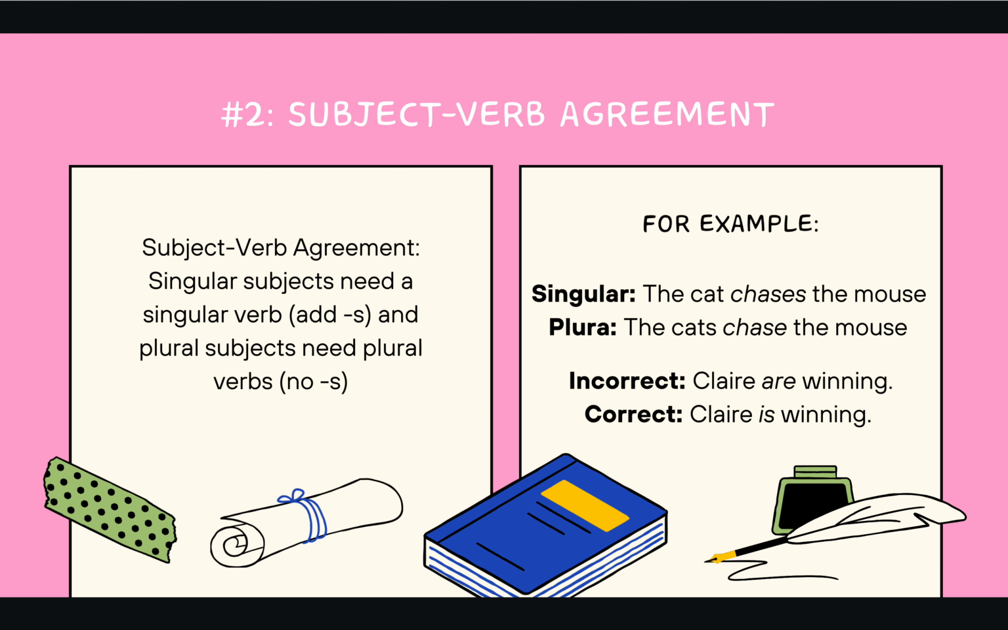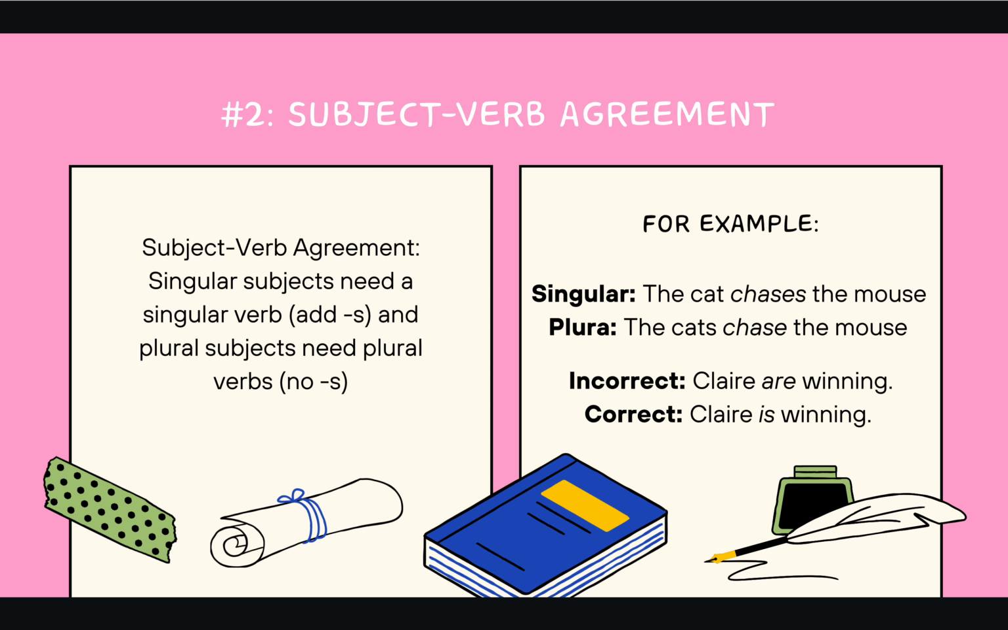Singular subjects need a verb that has an S at the end for a singular verb, and plural subjects need plural verbs, which is no S, which can kind of be confusing when you think of S at the end of nouns to add as a plural form, right? So for example, a singular would be the cat chases the mouse, or the plural would be the cats chase the mouse, right?